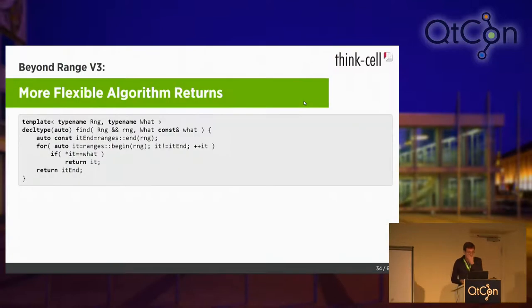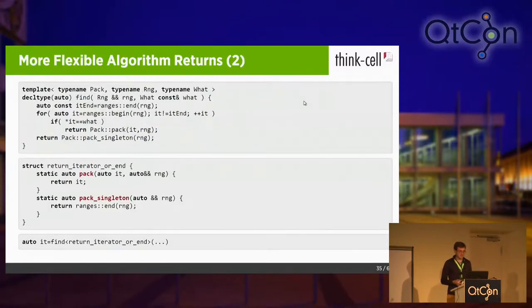Okay, there's one more thing that we have. It's a bit stolen from the Boost Range library. They have something similar. The more flexible algorithm returns. So when you have a find, usually you return an iterator to the element that you actually found, or end if you didn't find anything.